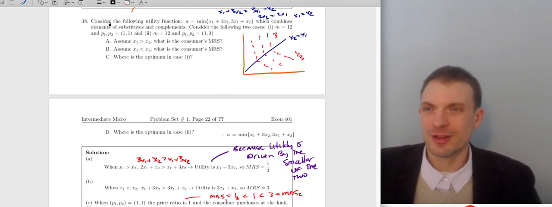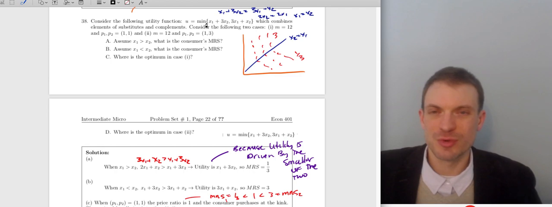So, all right, consider the following utility function. So here's one of our perfect complements, perfect substitutes combinations. It combines elements of substitutes and complements. Consider the following two cases. Assume x1 is bigger than x2, what's the consumer's MRS? Assume x1 is less than x2, what's the consumer's MRS?